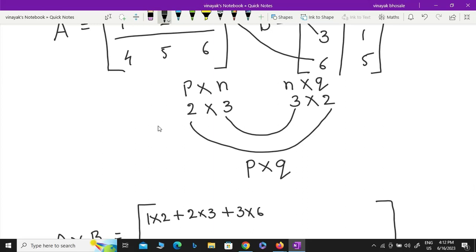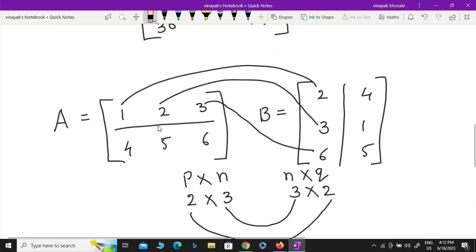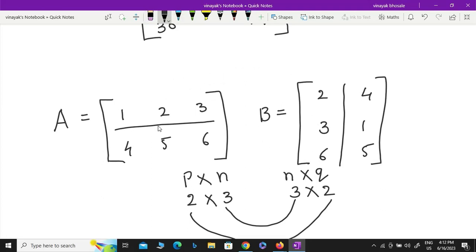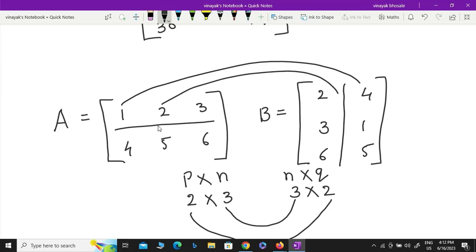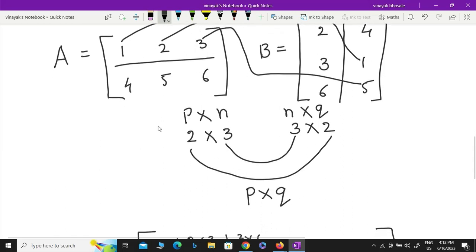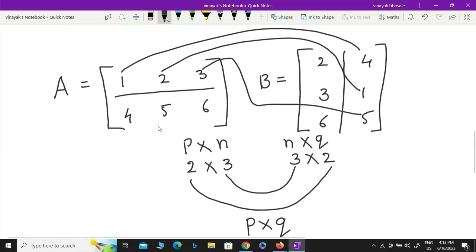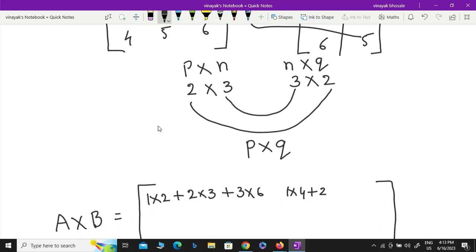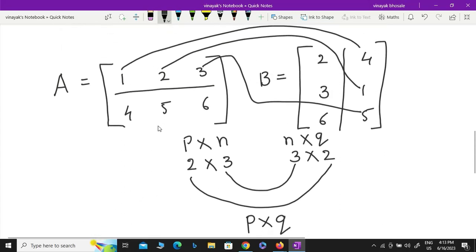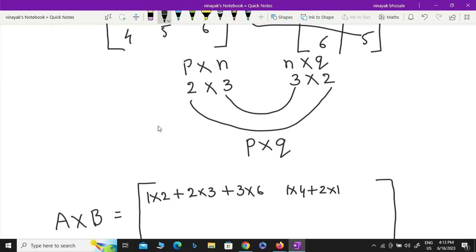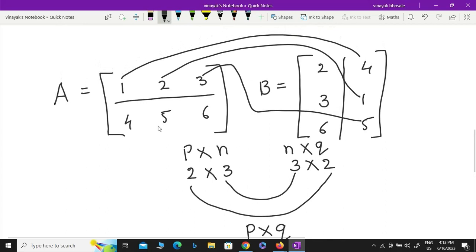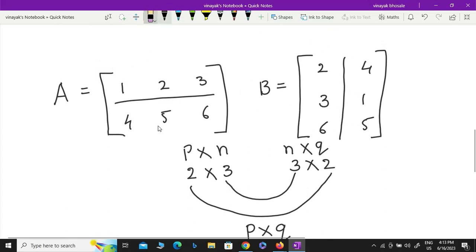Okay, let's quickly erase these lines. And now I'm going to multiply this 1 with 4, 2 with 1, and 3 with this 5. So 1 with 4, I'm going to add 2 with 1, and I'm going to multiply 3 with 5. Okay, and now let us quickly erase these lines.